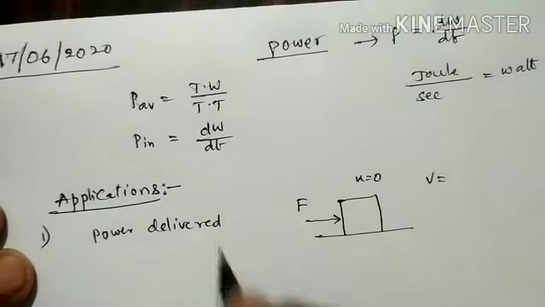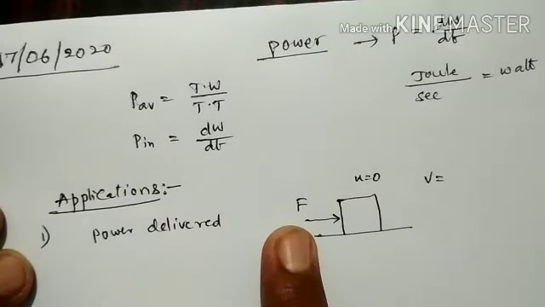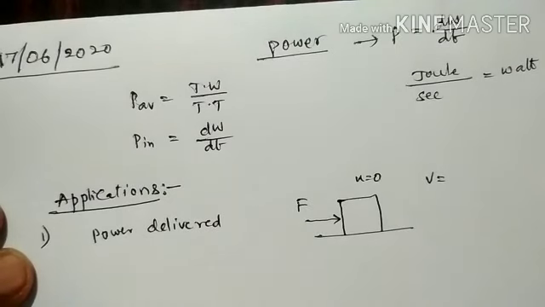Who is delivering the power? The agent which applies the force. For example, in case of a car, you can consider the engine. The engine delivers the power. In case of electricity in our house, the line which supplies energy delivers power to your house. Or a cell or a battery delivers power to the circuit. Like this, power is delivered by the agent.